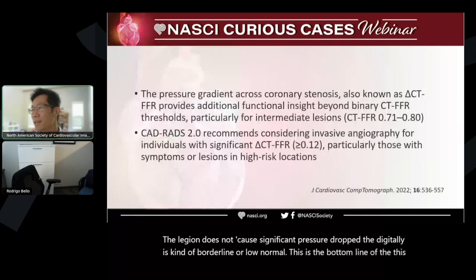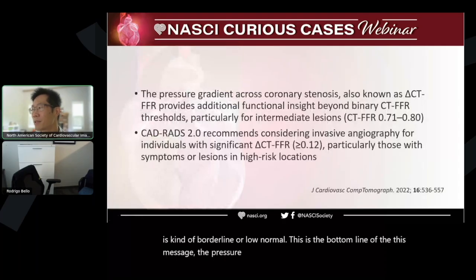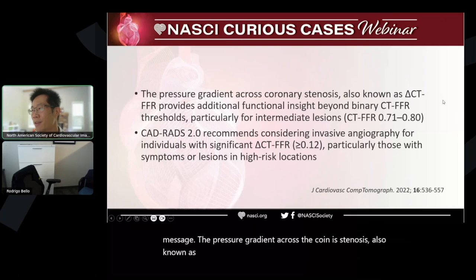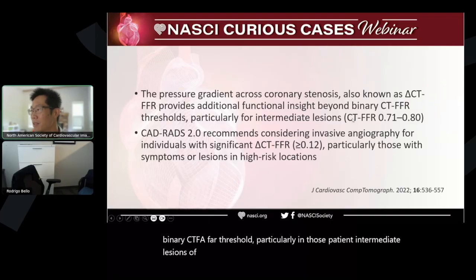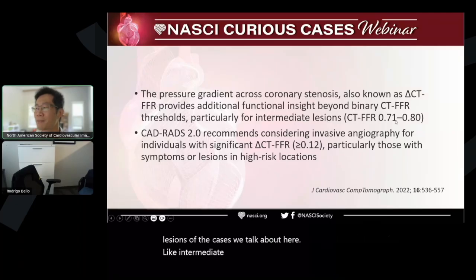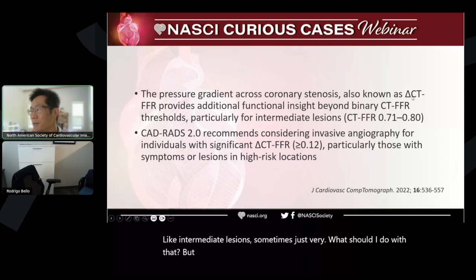The pressure gradient across the coronary stenosis, also known as delta, provides additional functional insight beyond the binary CT-FFR threshold, particularly in patients with intermediate lesions. The cases we talk about here, like intermediate lesions, sometimes make you wonder what to do with them. But also look at the delta.